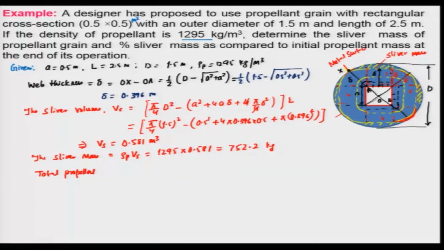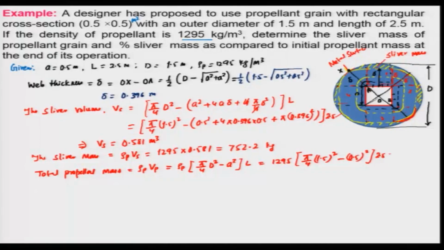And the total propellant mass: I think I have not added the length L here, and that will be 2.5. This length should be included, because this is your volume into length. So propellant mass would be rho p into V p, that is rho p into pi by 4 d square minus a square, because a square is the space without any propellant, into L. When you substitute 1295 into pi by 4, 1.5 whole square minus 0.5 whole square, into 2.5, you will get 4911.5 kg.